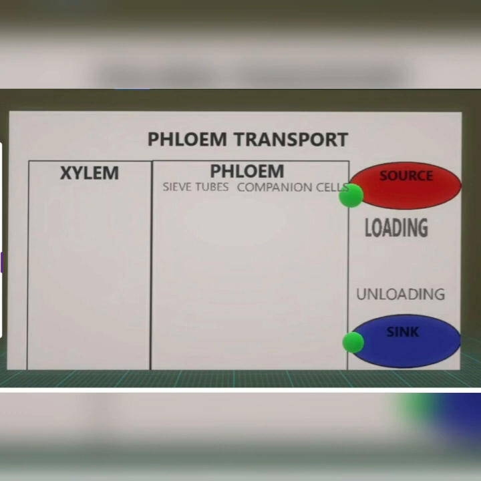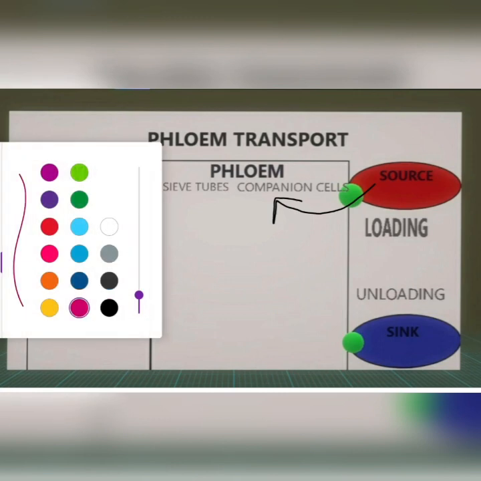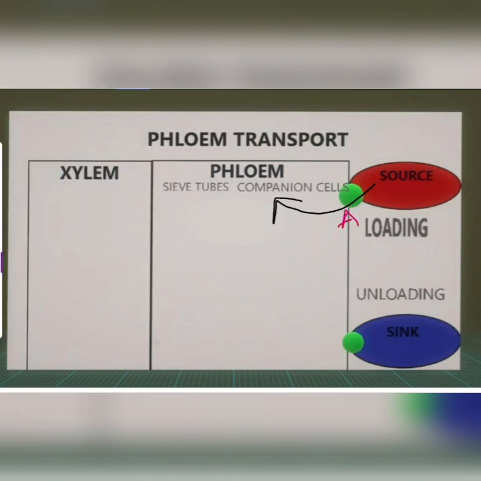Now here these green colored circles are representing the sucrose molecules. So when this source is transferring the sucrose molecules to the phloem, that is the sieve tubes and the companion cells, here ATP is going to be used, and since ATP is used in this process, we can call it an active process, and it is named loading. So when the sucrose is transferred from source to phloem, the process is known as loading and it uses ATP.